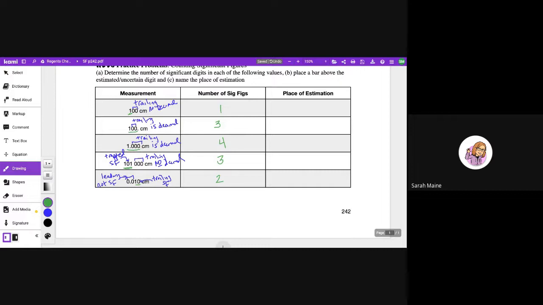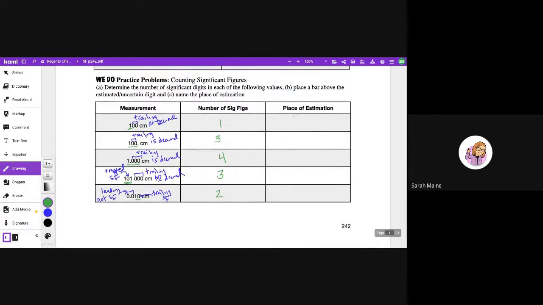Okay? So practicing that rule. Is it trapped? Always significant. Trailing with a decimal? Always significant. Leading? Never significant. Trailing? No decimal? Not significant.